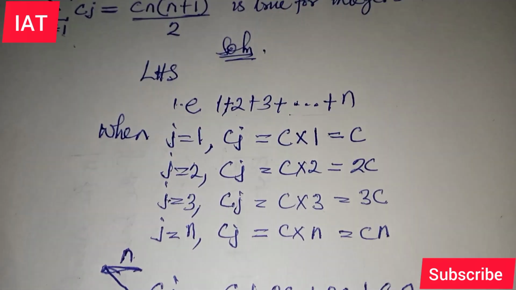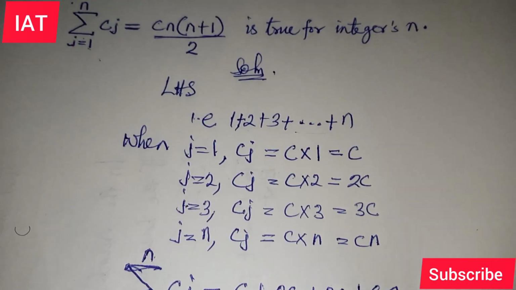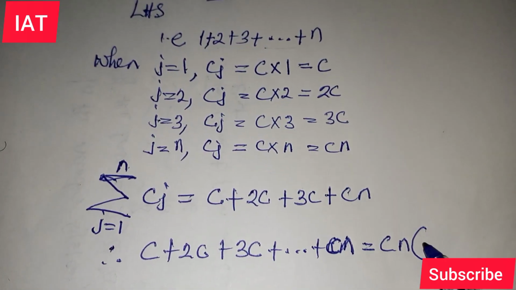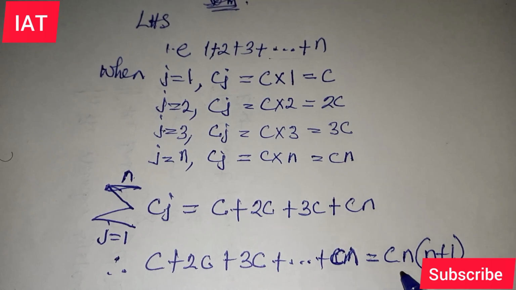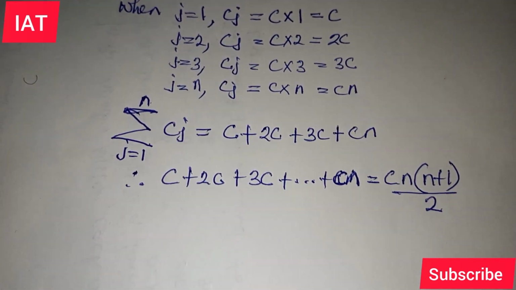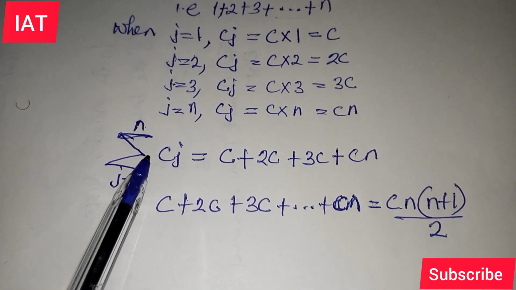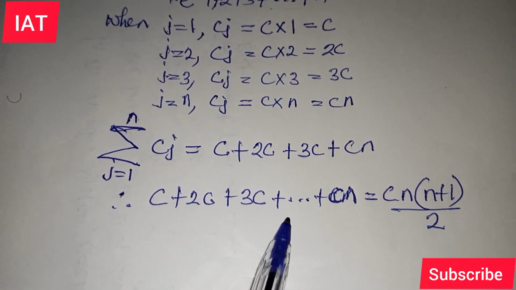What is the right hand side? That is c times n into n plus 1 all over 2. I hope this is clear. You can see that we have reduced this statement from this point to this particular point.